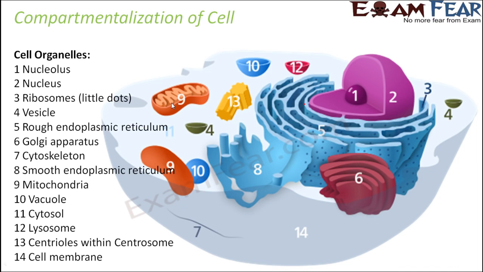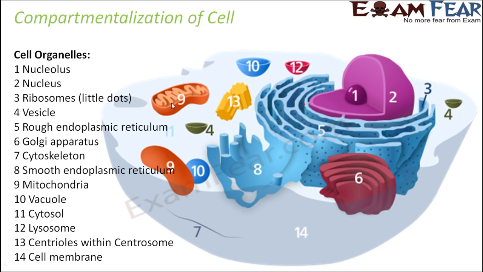So here you can see the list of all the cell organelles: nucleolus, nucleus, ribosomes, vesicle, rough endoplasmic reticulum, Golgi apparatus, cytoskeleton, smooth endoplasmic reticulum, mitochondria, vacuoles, cytosol, lysosome, centrioles, and cell membrane. Now, I don't want to get into any of these right now because we will talk about each of them one by one. So, what I'm trying to say is, inside the cell, so many things are present.